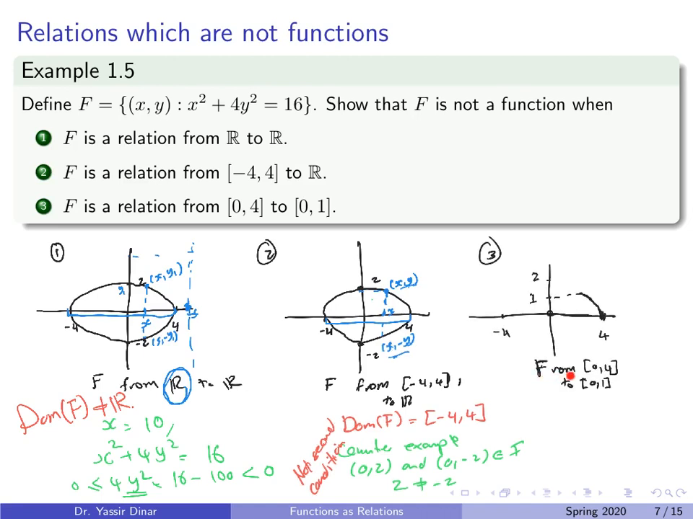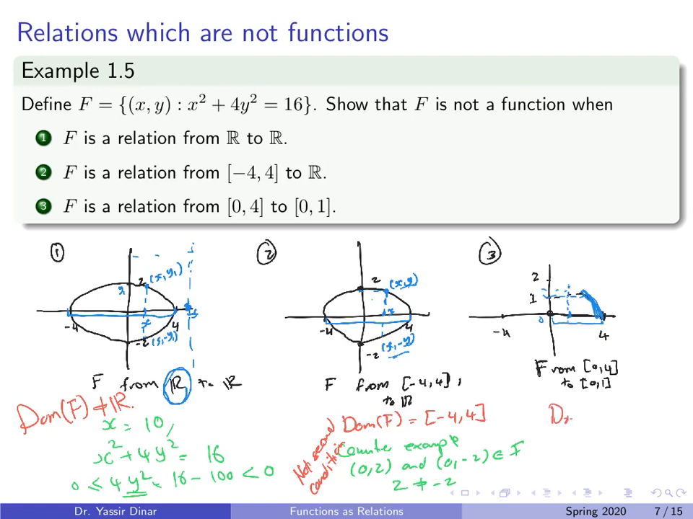The graph of the third relation from [0,4] to the interval [0,1] is just this portion of the ellipse. We have here y from 0 to 1, and here x from 0 to 4. Now this portion of the ellipse tells me that the points here don't have an image on the graph. So it will not define a function.